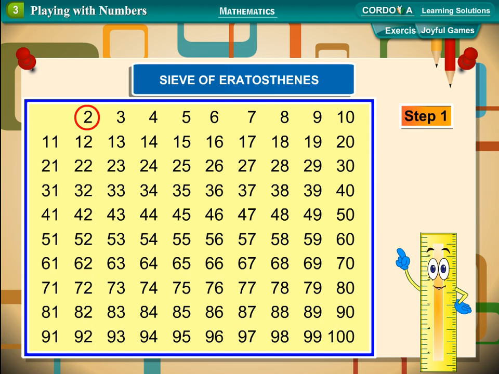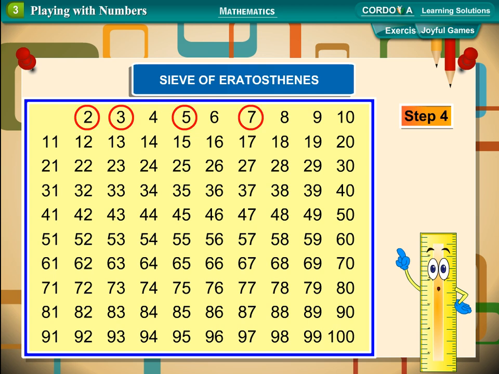Step 1. Encircle 2. Cross out all the multiples of 2 other than 2 itself. Step 2. Next, uncrossed number is 3. Encircle 3 and cross out all the multiples of 3 other than 3 itself. Step 3. Next, uncrossed number is 5. Encircle 5 and cross out all the multiples of 5 other than 5 itself.